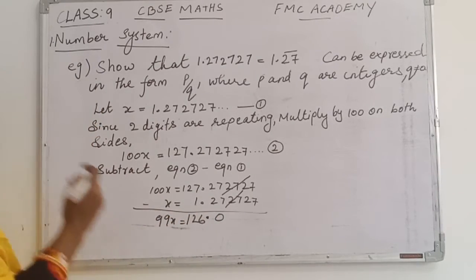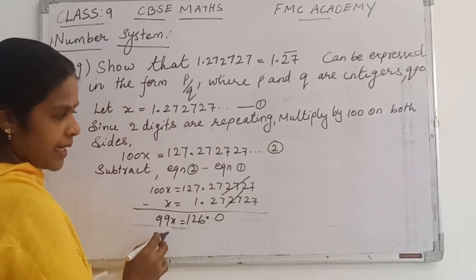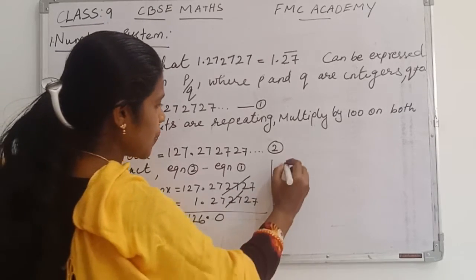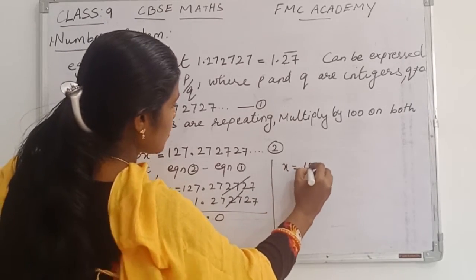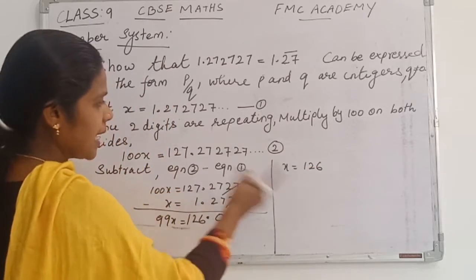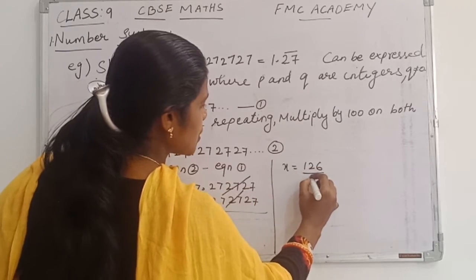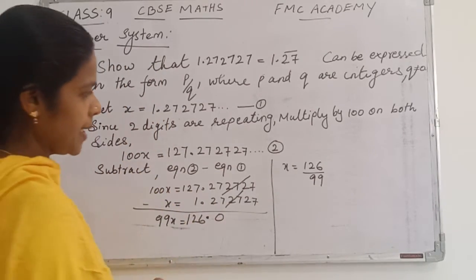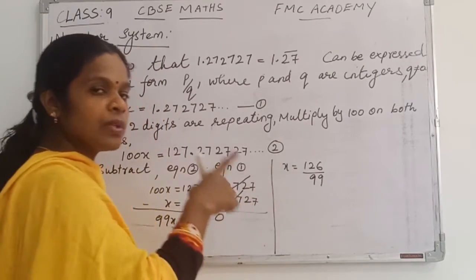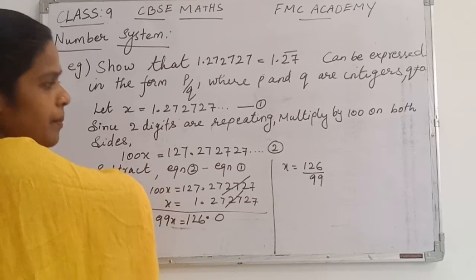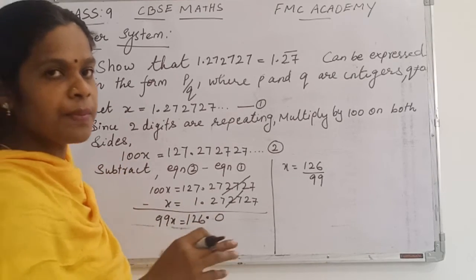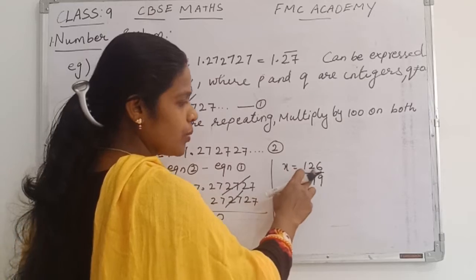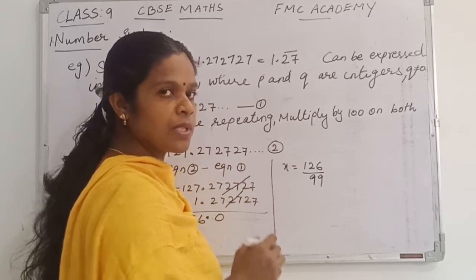Right? So what will be the next step now? Let us find the value of x. So x is equal to 126, and this 99 you will take to the opposite side, so it will be in the denominator. So x is equal to 126 upon 99. If you are able to convert the number into the simplest form, then you must write it in the simplest form only. So here 126 and 99 we can cancel by using the 3 table.